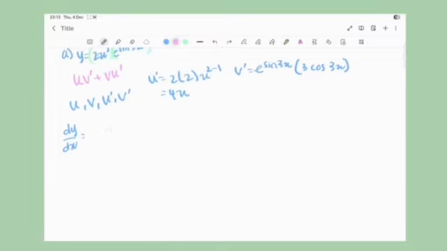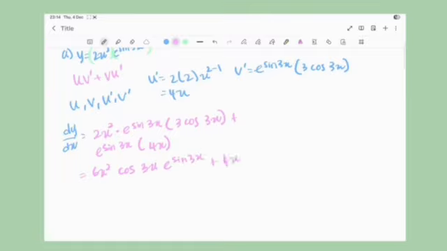So 2x squared multiplied by e^(sin 3x) cos 3x, plus e^(sin 3x) multiplied by 4x, and the answer will be 6x squared cos 3x e^(sin 3x) plus 4x e^(sin 3x). So this is the final answer.